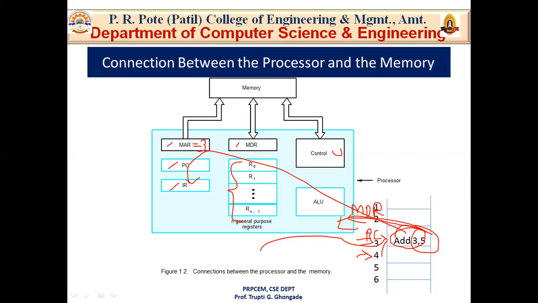And as soon as the execution of the current instruction is completed, a new instruction fetch may be started. So as soon as the addition 3, 5 is complete, the PC will point to the next instruction, like the next instruction is 3, 2. Now this is the instruction which has to be executed. So PC will point to this instruction.